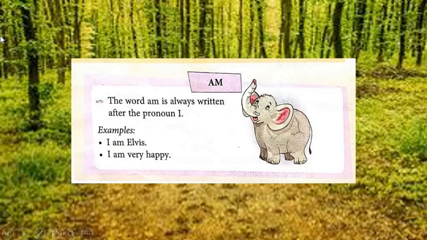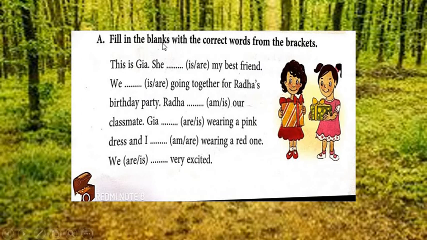Okay. So, now you all have understood am, is, are. Very good. So, now see, fill in the blanks. What we will do? Fill in the blanks with the correct words from the brackets. This is Jia. She, blank, my best friend. See, there are options given. So, you have to write is or are. This is Jia. She is my best friend.